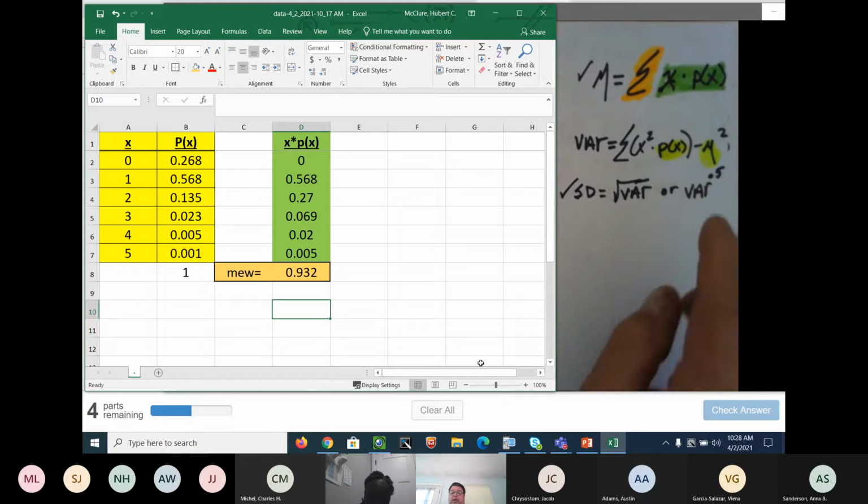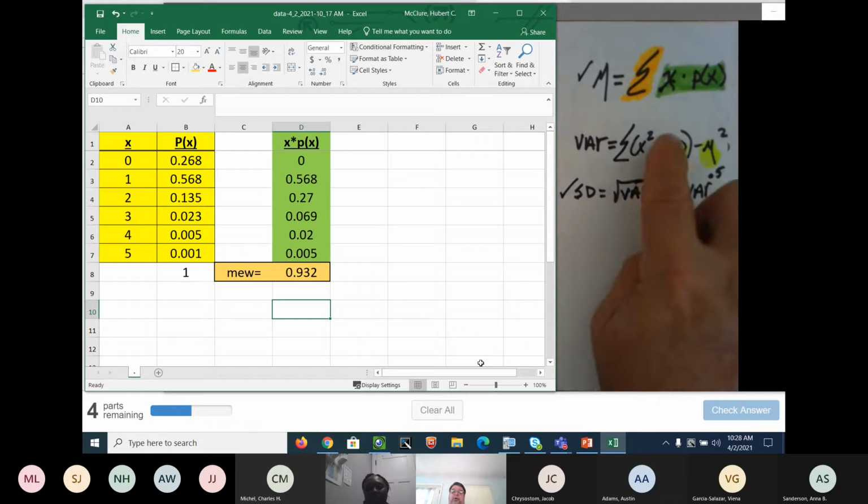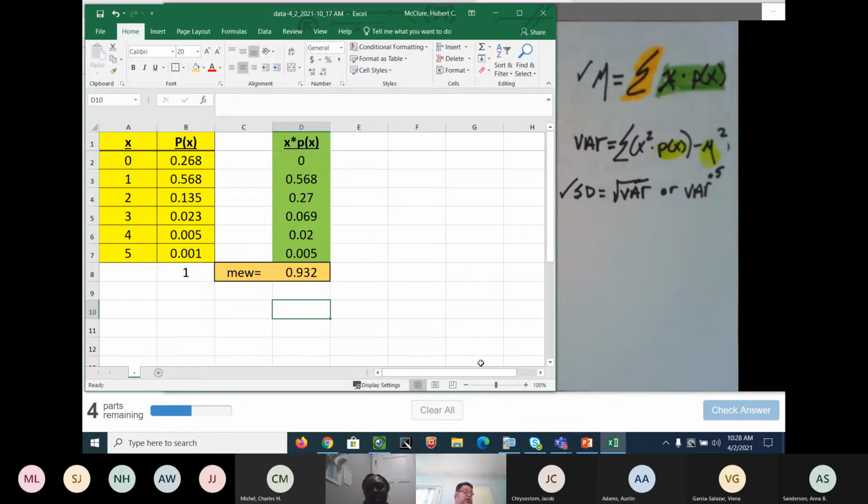But what do we not have? We don't have x squared. So we've got to make a column of x squared. So I'm going to go over here, and I'm going to make a column called x squared. Now, I'm not going to insult your intelligence, but you don't need to do that in a calculator.